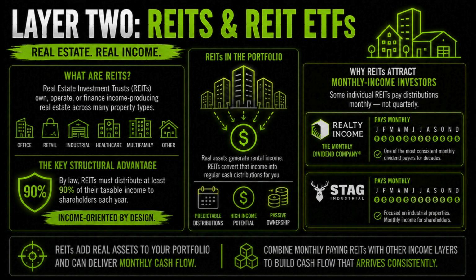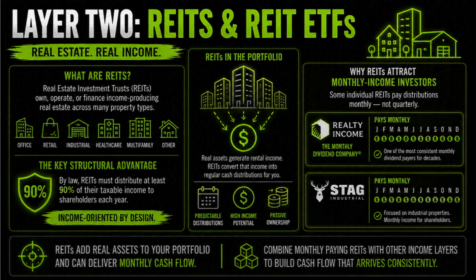Income layer 2 of 5, REITs and REIT ETFs. Real estate investment trusts own income-producing real estate and, by law, must distribute at least 90% of their taxable income to shareholders. This structural requirement makes them income-oriented vehicles by design.